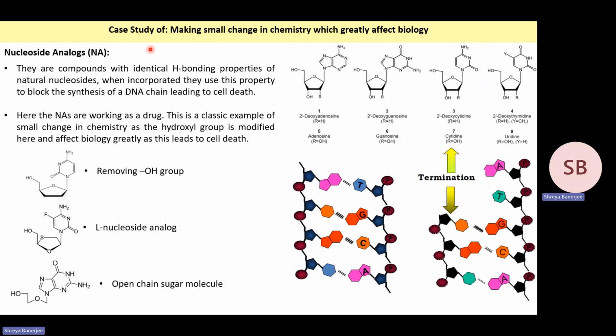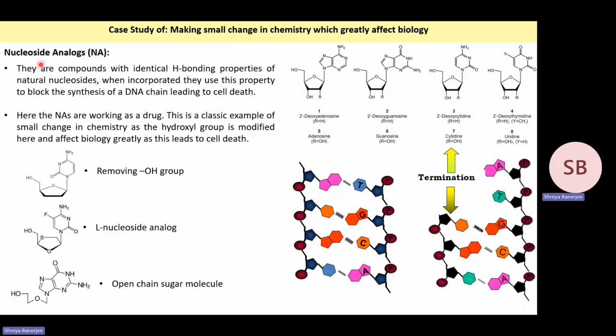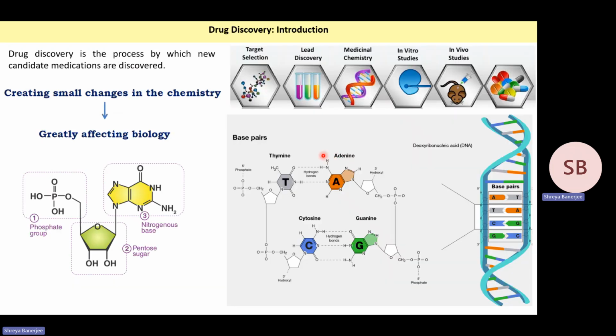Now, just an example of this thing, that small changes in chemistry can make great changes in biology. An example of this concept are the nucleoside analogues, also known as NAs. These are compounds with identical hydrogen bonding properties of the natural nucleosides, but when they are incorporated in a DNA chain, they block the synthesis of the DNA chain and lead to cell death. We just saw the nucleotides and nitrogenous bases in this slide.